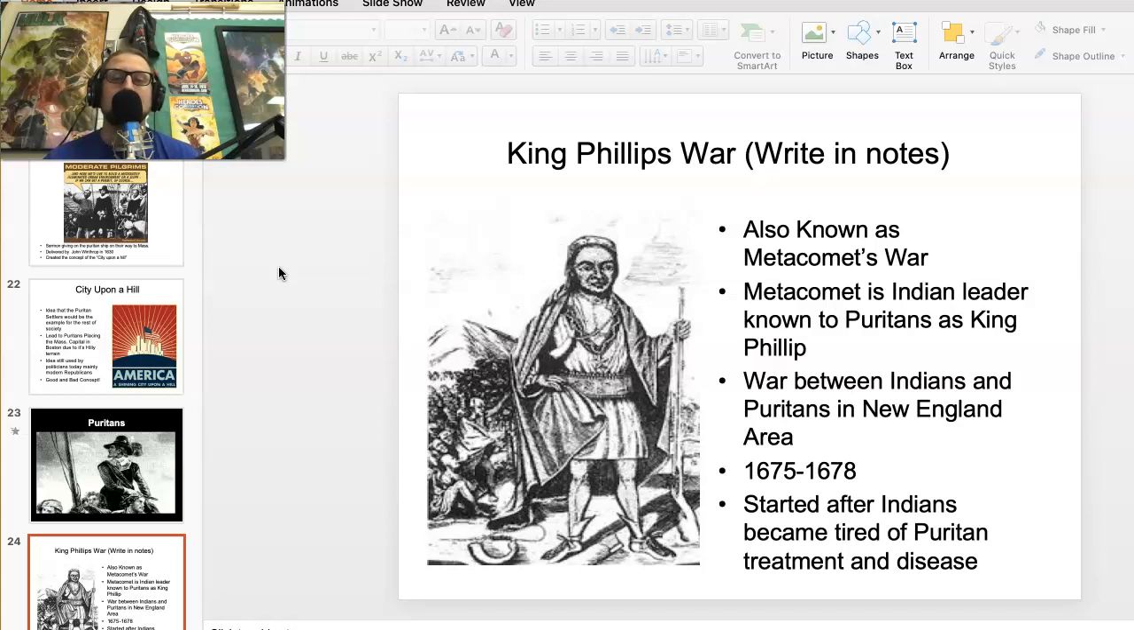Now, what you will see as we go through early American history 1 is that there are several examples of formerly warring Indian tribes uniting to fight the white man, in this case the Puritans in Massachusetts in the New England region. The first example of that is what we have with King Philip's War, or Metacomet's War, and it was a very brutal, bloody, destructive conflict that spanned 3 years from 1675 to 1678.